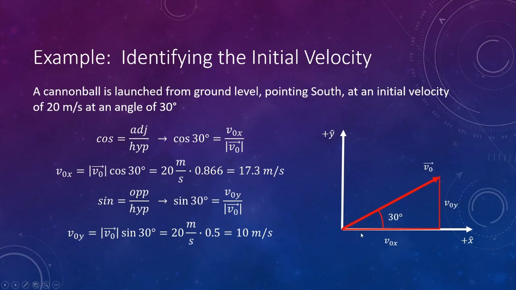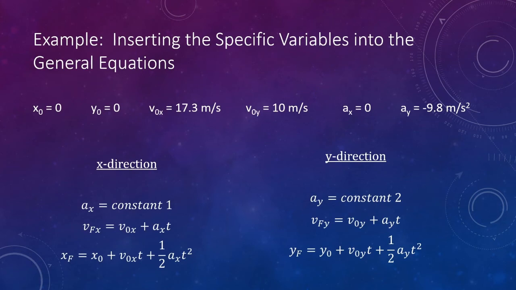It's not the trajectory of the object, it's just a picture of that vector, in this case the initial velocity, and then you can use your trig identities to separate that out into its x and y pieces. So we've read through everything in the problem. What we need to do is insert those specific variables we've identified into the general equations of motion. So I've put up the specific variables we've identified up here.